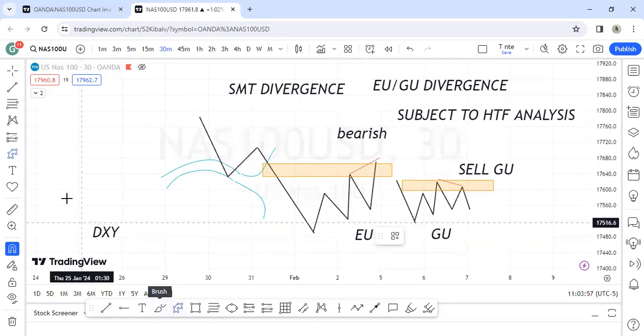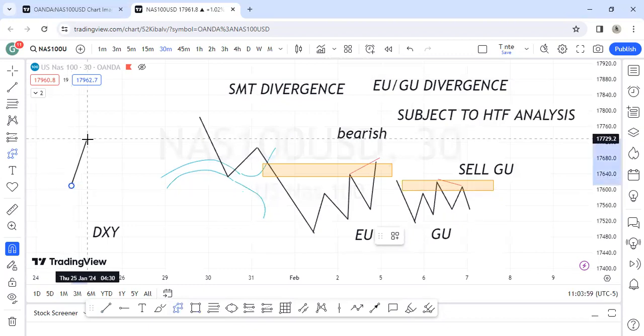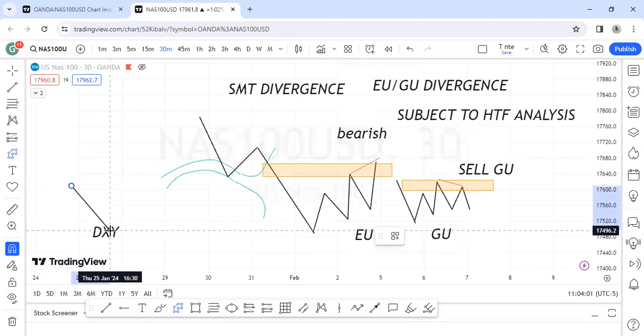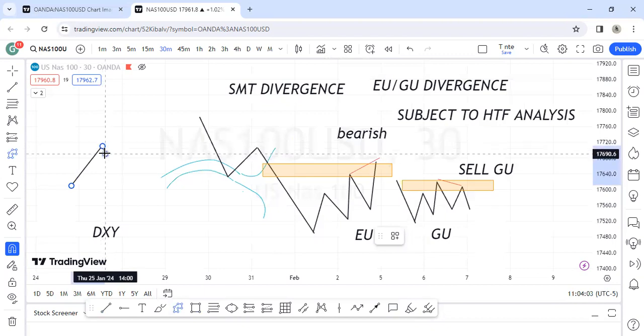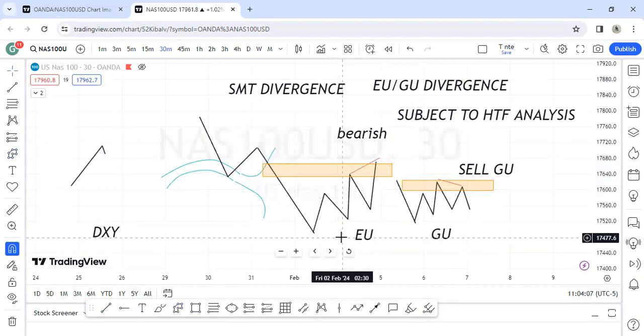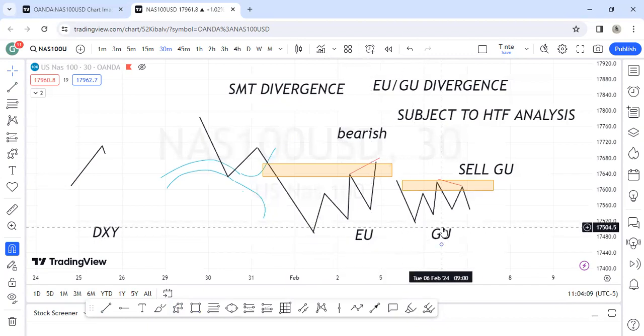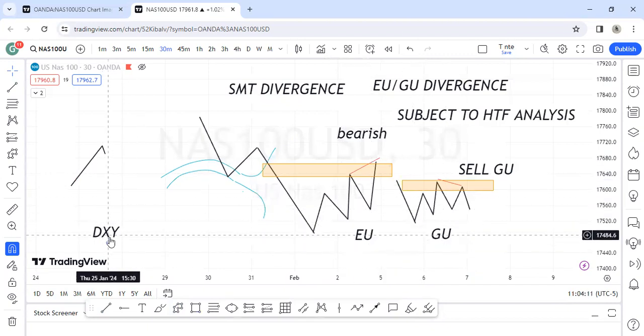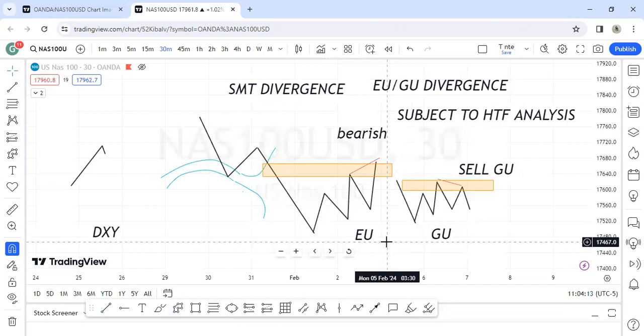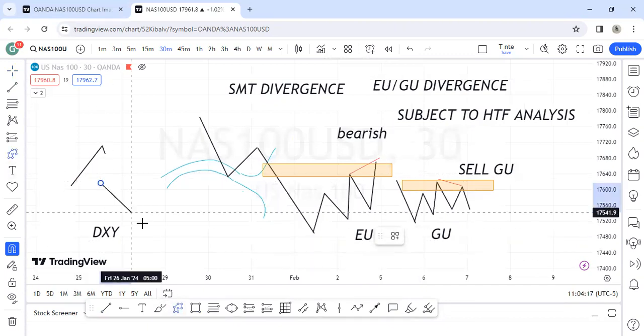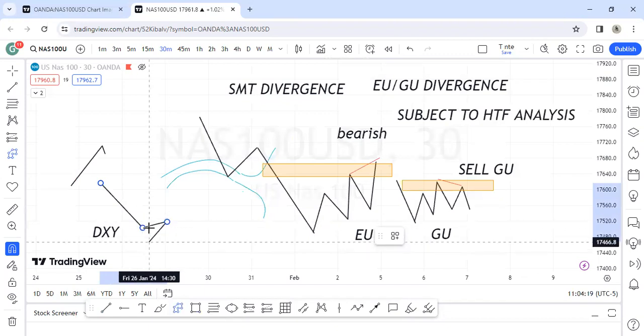Now, let's get this. If DXY is moving in the opposite direction, that means if DXY is making a high, EU should make a low. You understand? So understand this. Get the point. EU and GU move in the same direction, but DXY and EU move in opposite directions. That means if DXY is making a high, then GU should make a low, right? They go opposite.